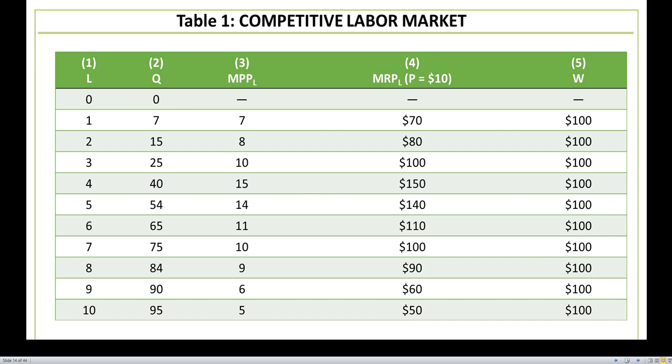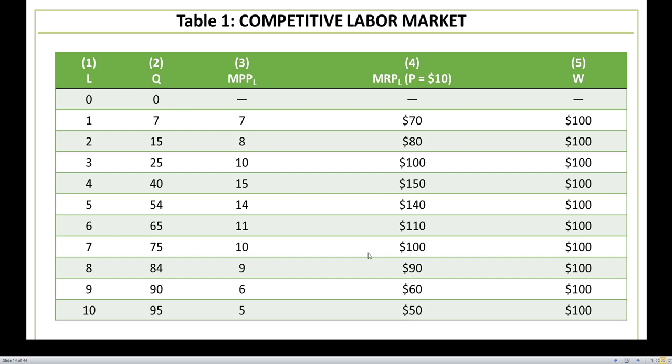You're going to notice that there's going to be 2 places where MRPL or VMPL is exactly equal to the wage rate. So 100 equals 100 here at 3 workers and 100 equals 100 here at 7 workers. But which one is more optimal for us? Is it going to be 3 workers or 7 workers? And once again, like we did in the previous chapters, we have to use a little bit of intuition.